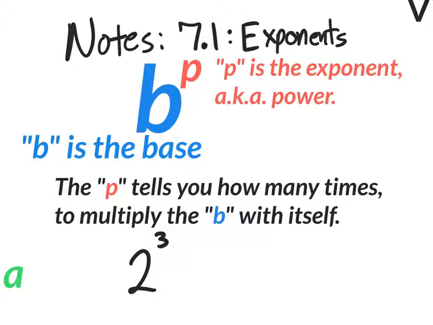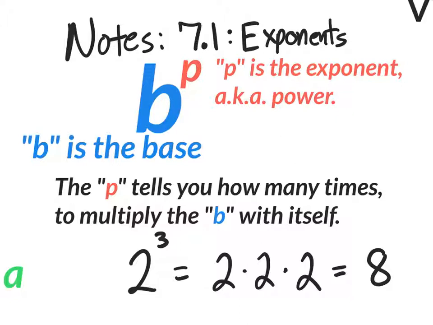Now once again, the power tells you how many times to multiply the b, the base, with itself. So this 3 is really telling you how many times to multiply the base with itself. I know some of us already know this stuff, but what it's really saying, and I'm going to write equals because this is what it's really saying, 2 to the 3rd really says 2 times 2 times 2. So 2 times 2 is 4, and 4 times 2 is 8. So 2 to the 3rd is really 8.